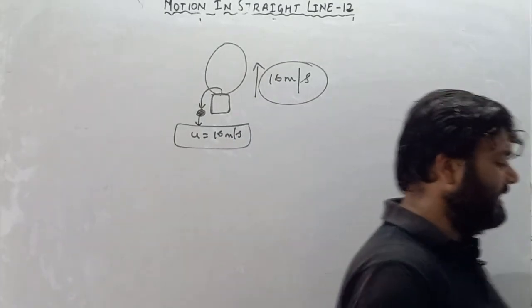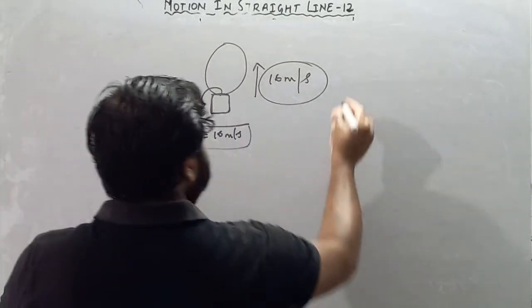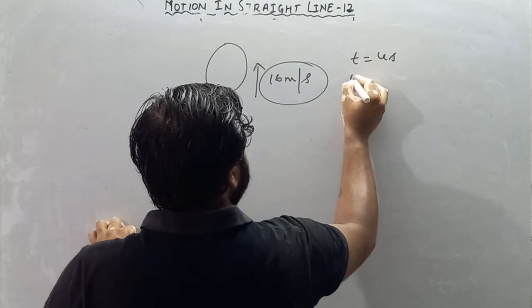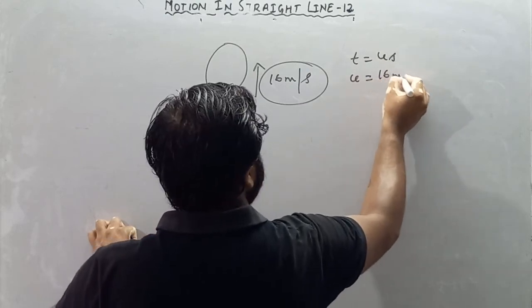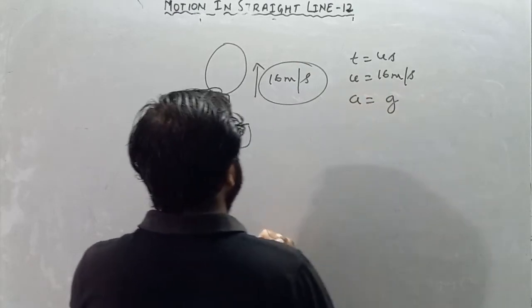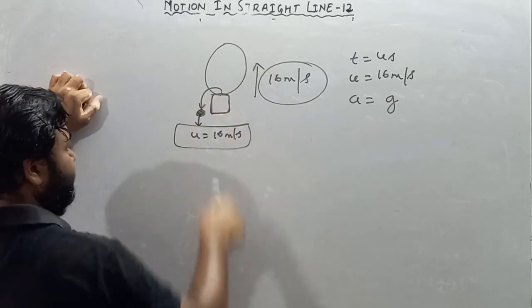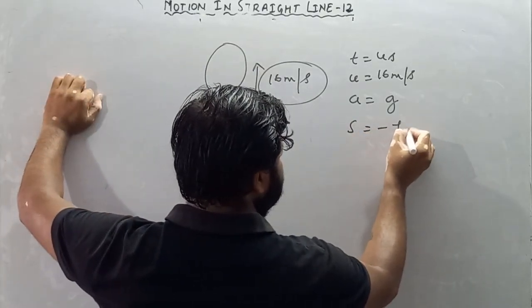Moving forward, they are asking for height. They are saying a stone is dropped from a balloon rising upward with velocity 16 meter per second. The stone reaches the ground in 4 seconds. So time is equal to 4 seconds. Initial velocity of the stone is nothing but 16 meter per second. And we know that acceleration is nothing but g. So the velocity is in upward direction and the stone is going down. So displacement is nothing but minus h.